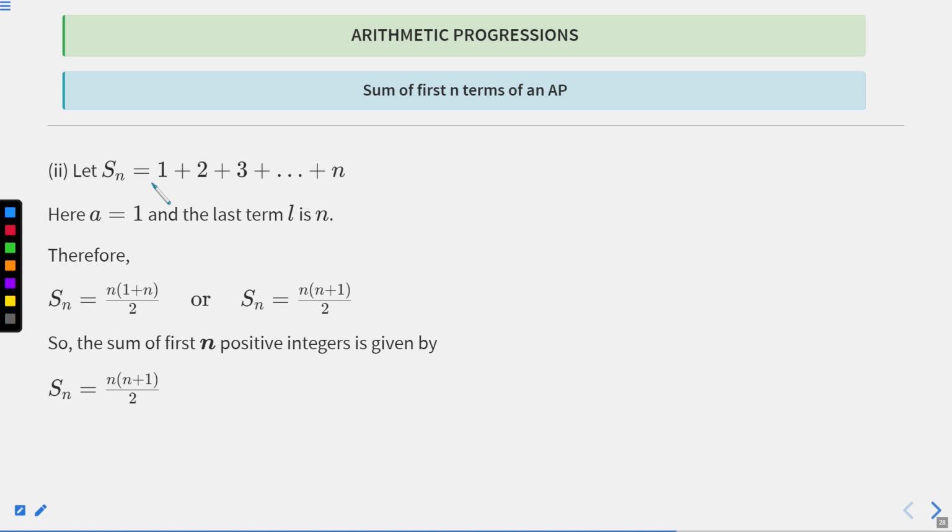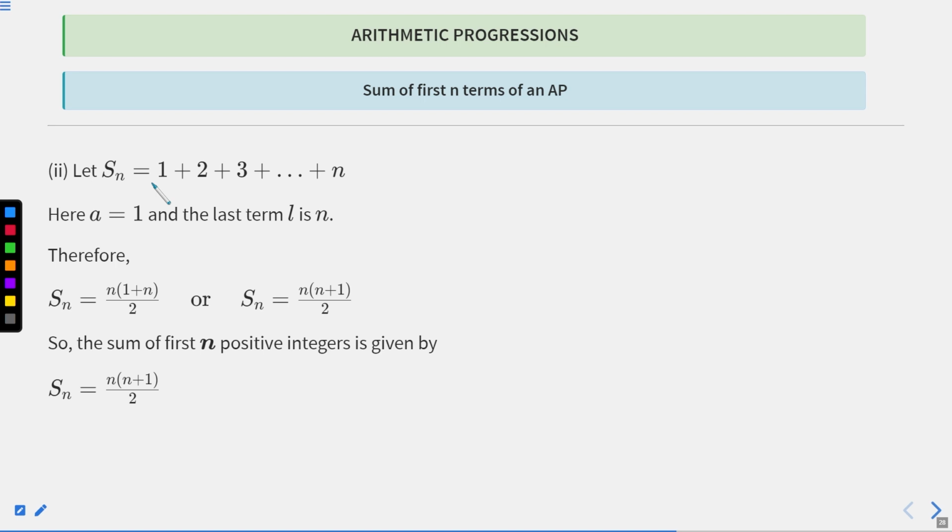That is, Sn is equal to n times n plus 1 by 2. So the sum of the first n positive integers is given by Sn equal to n times n plus 1 by 2. Now we can easily find the sum of any first n terms of positive integers by using this formula, that is Sn is equal to n times n plus 1 by 2.